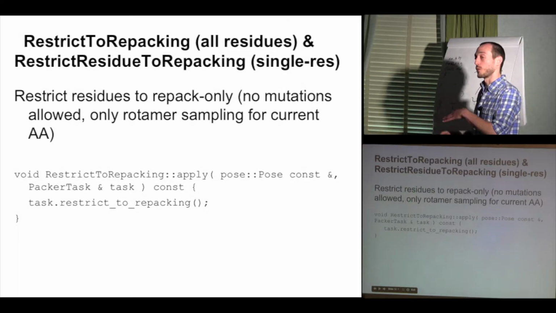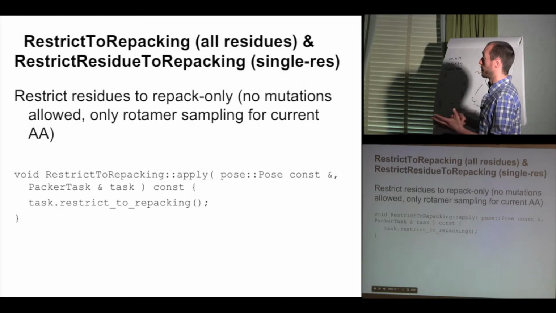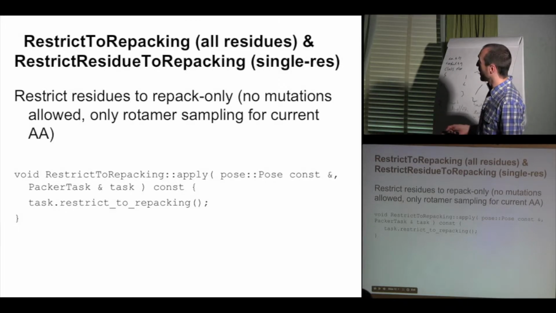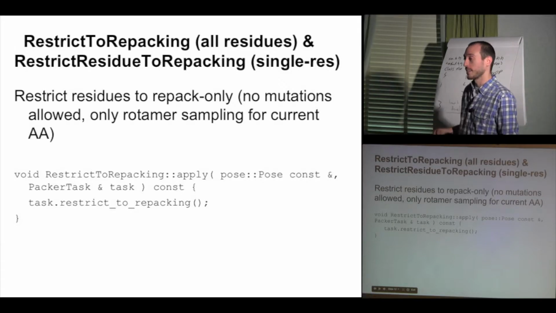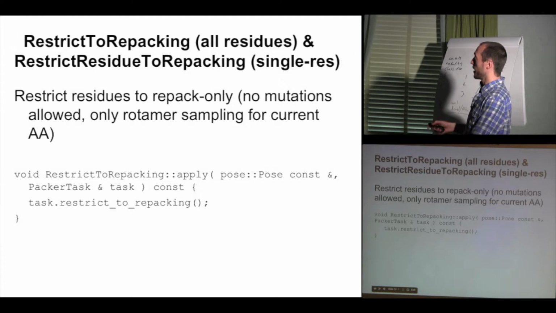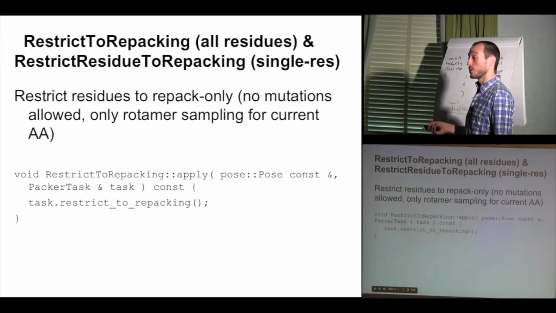So now we're just going to go through a couple, more than a couple, task operations that I selected because they fit on a slide or they're particularly useful. The restrict to repacking is a fundamental task operation that's used all the time, and I alluded to it earlier in that example. So there's restrict to repacking and restrict residue to repacking, and they do very much what you think they do. They restrict either the entire pose to repack only, and by repack only, I mean you can change rotamers within the same amino acid, but not to any other amino acid, so it restricts design.